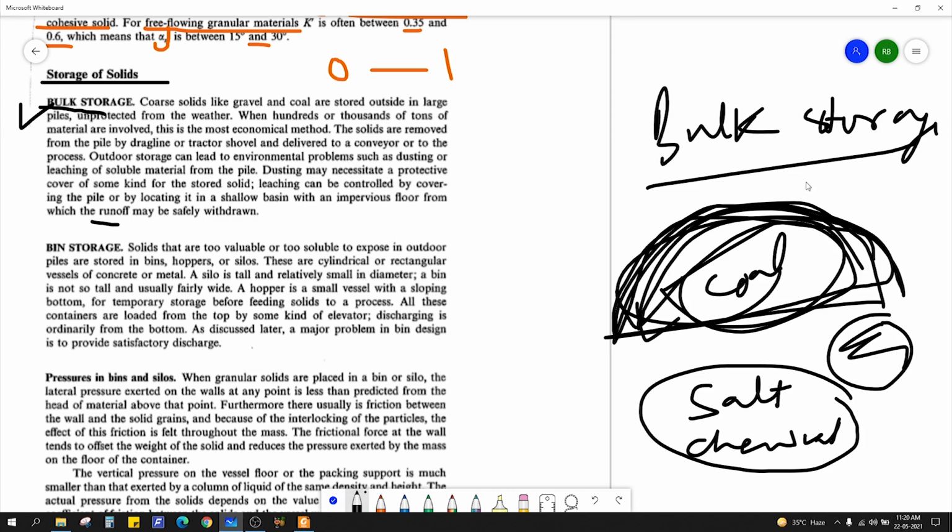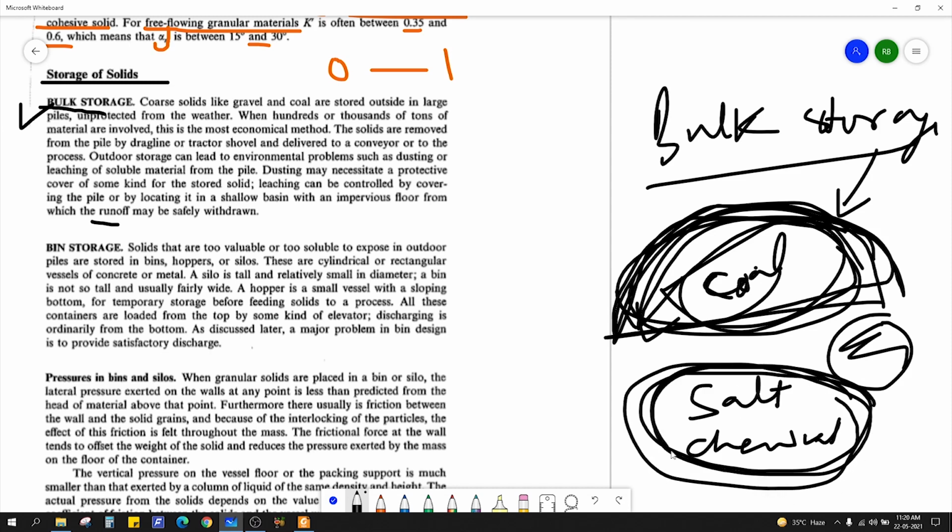Also, bulk storage is for those materials where the quantity is very huge. Coal is produced in tons, right? You cannot store tons of coal inside some bins or tanks, so it is stored in bulk storage in the open. But if you want to store salt or some valuable chemicals, then you have to use bin storage. Okay, what is bin storage?